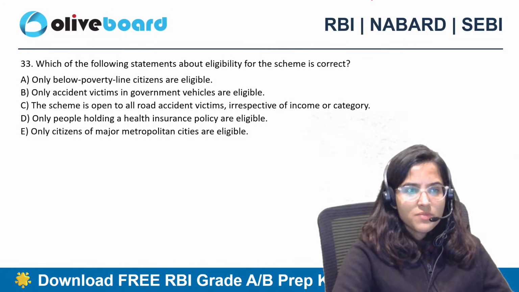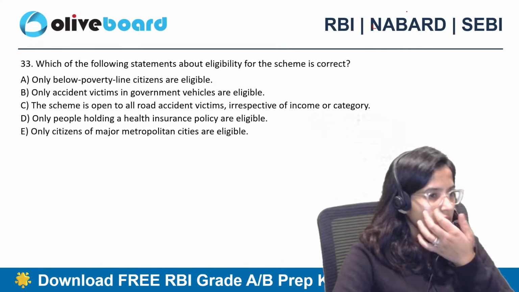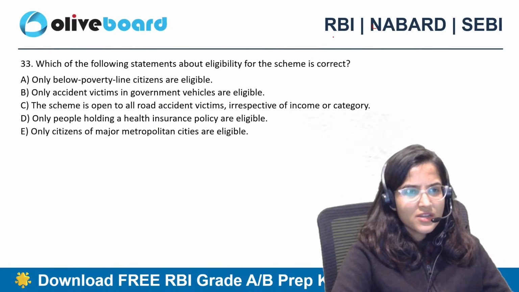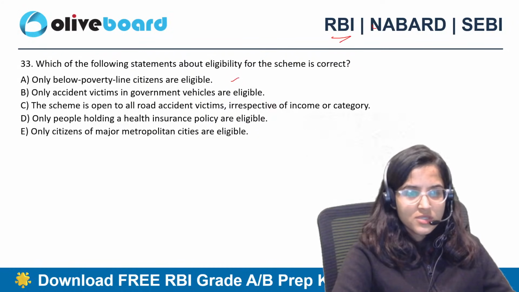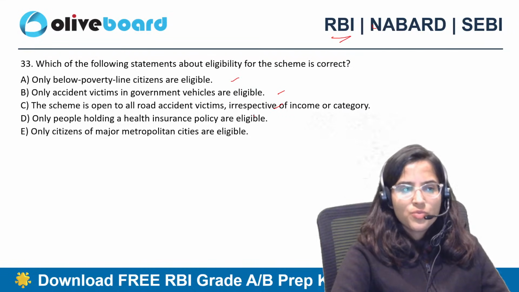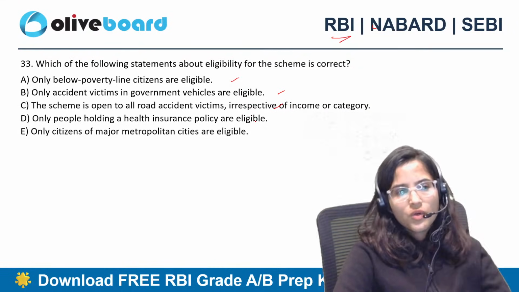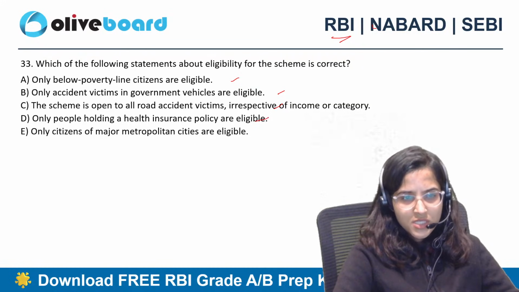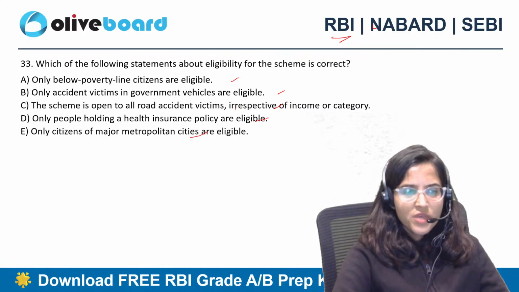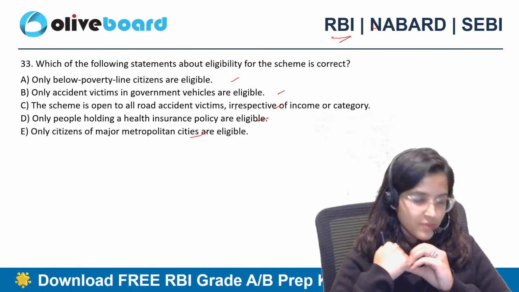Which of the following statements about eligibility for the scheme is correct? Only BPL citizens are eligible. Only accident victims in government vehicles are eligible. Scheme is open for all road accident victims irrespective of income or category. Only people holding a health insurance policy are eligible. Only citizens of major metropolitan cities are eligible.